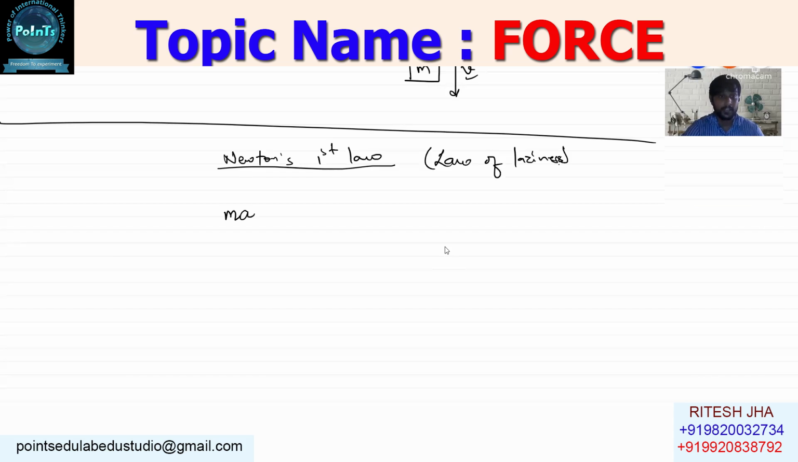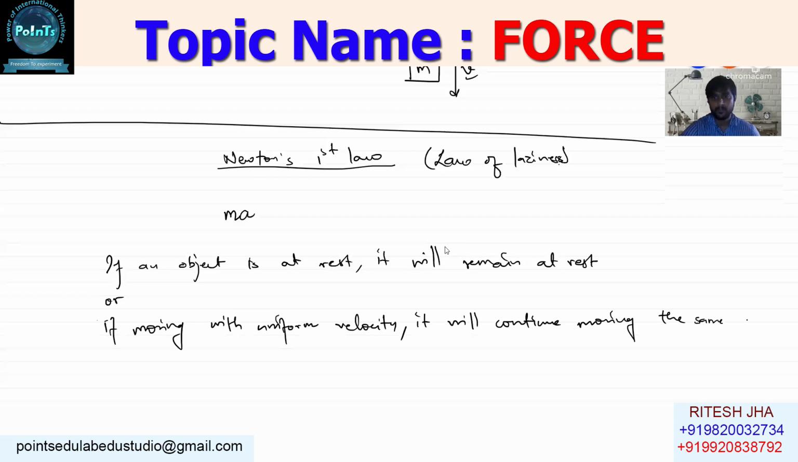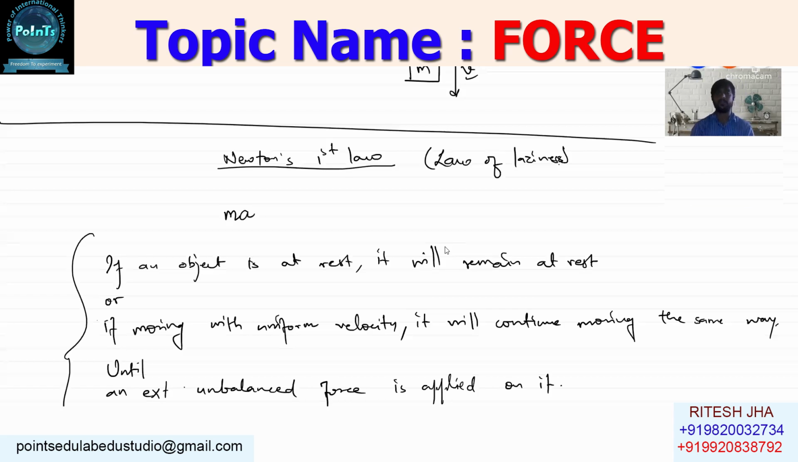So if an object is at rest, it will remain at rest, or if moving with uniform velocity, it will continue moving the same way, unless an external unbalanced force is applied on it. This is Newton's first law.